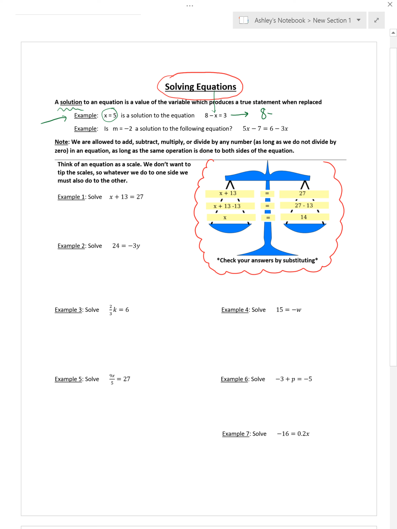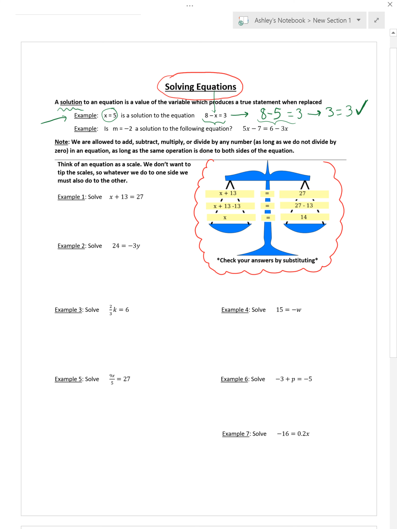Rewrite it, 8 minus x equals 3, but instead of where x was, I'm going to replace it with the value they gave me, x equals 5, and I want to verify it. Notice that the equation they gave me and what I just wrote are the same, except where x was, I now have a 5. If I simplify the left side of that equation, 8 minus 5 is 3. The right side's 3. That's true. 3 equals 3. That's a check, so that means that is a solution.